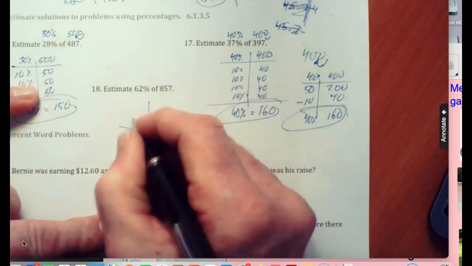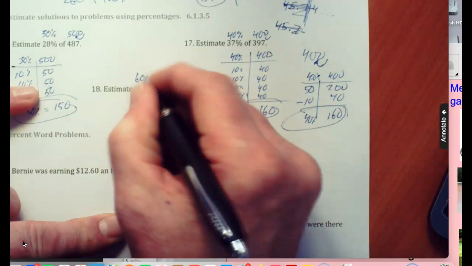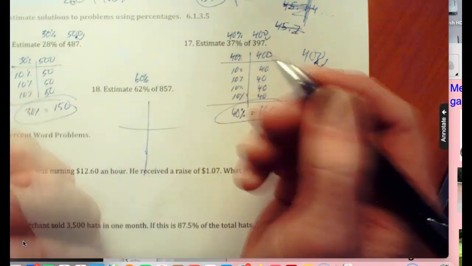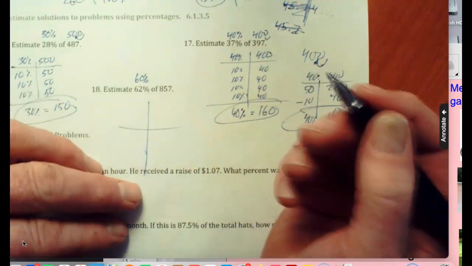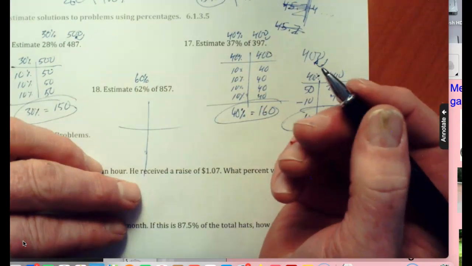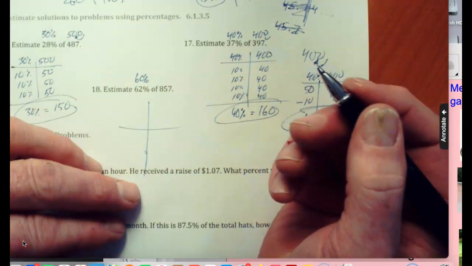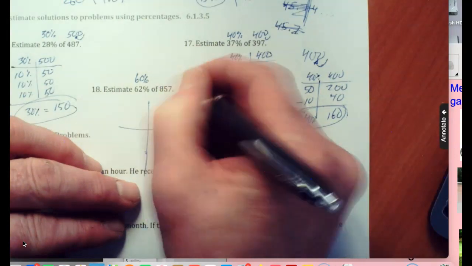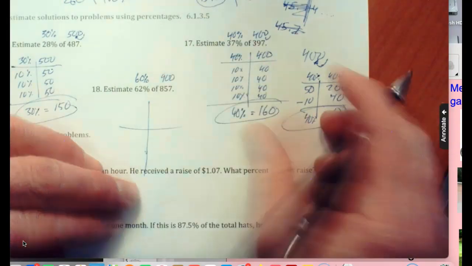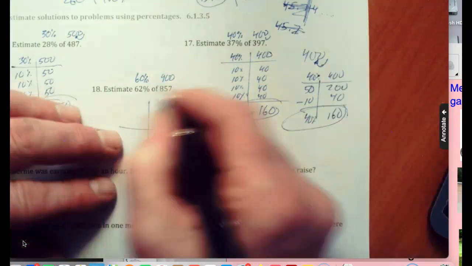Okay, so we want 60% of 857. It's a pretty big number. You could call it 800, you could call it 850, you could call it 900. I think I'm going to go with 900 here, and maybe I'll do an 850 too. So 60% of 900.